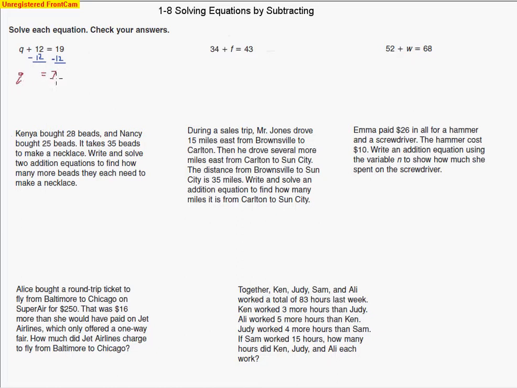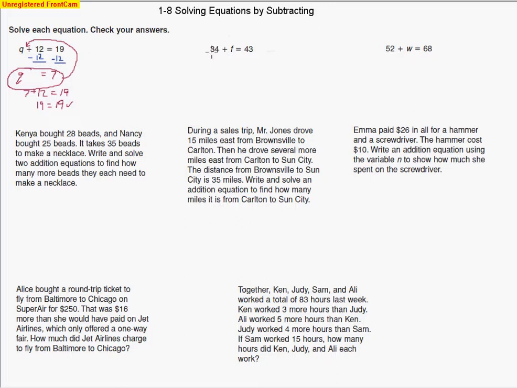So how do I know this is right? Well, I can check by taking this 7 and substituting it back in for q. So I've got 7 plus 12 equals 19. And if 7 and 12 do add to make 19, which they do, then I know I did it correctly. So q is 7. Let's take a look at the next one.